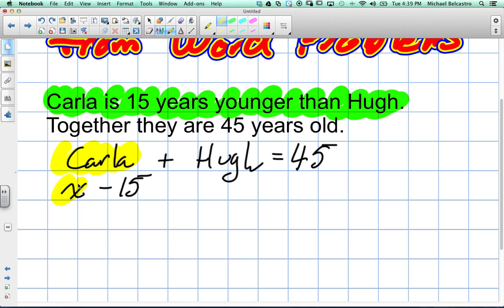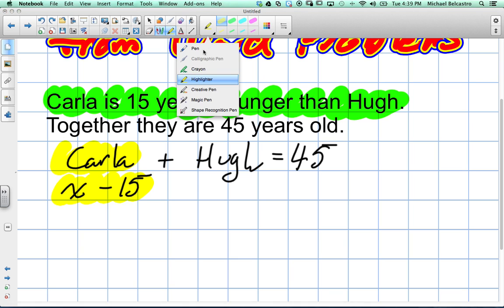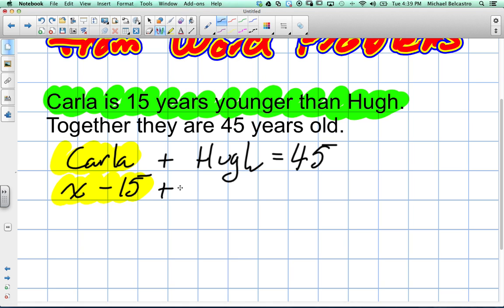So we just replaced Carla with x minus 15, plus, and then it says, together they are 45. Well, what's Hugh's age in terms of a variable? Hugh's age would be 45 minus 15. Let's try not to be too complex with it. How did we represent it here? What did x represent? X represented the sum of their ages together. Not the sum of their ages together.